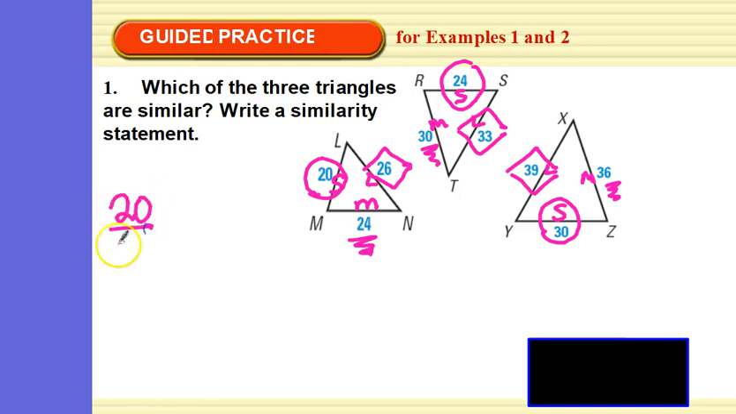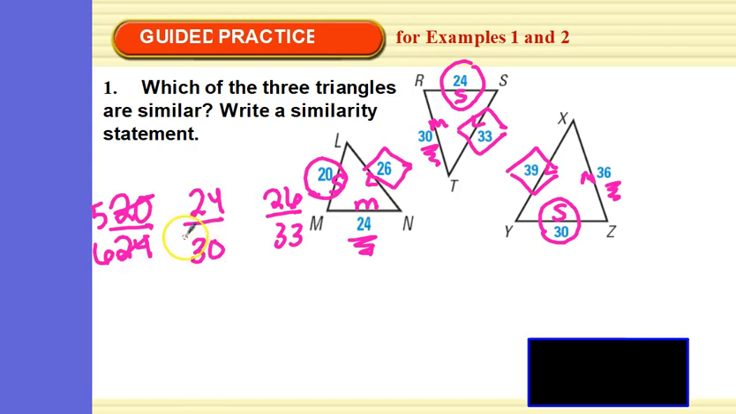So 20 is to 24, right? Small is to small, as medium is to medium. 24 is to 30, as large is to large. 26 is to 33. Let's see. So, over here, 4 goes in here 5 times. 4 goes in here 6 times. 6 goes in here how many times? Are these the same? How about here?